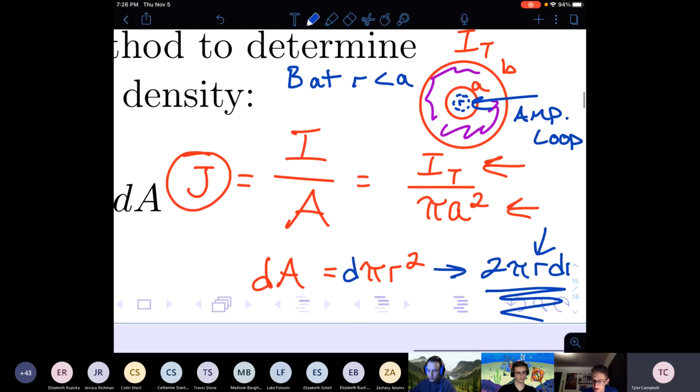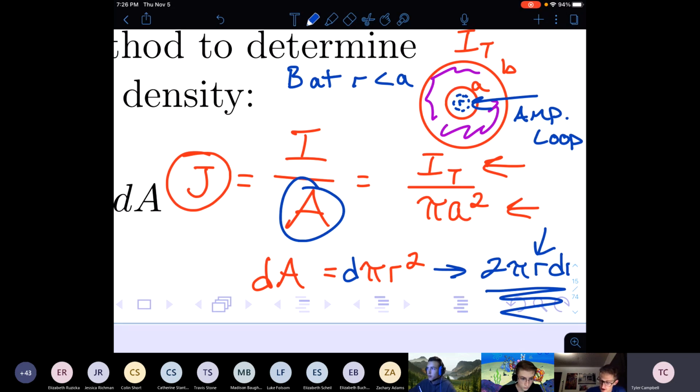Because that's saying this would have to be some sort of non-uniform current density, or well, not necessarily. So this A right here is a constant. It's where this current is flowing. It's this red circle that I'm highlighting in blue. That's where all my current is flowing.